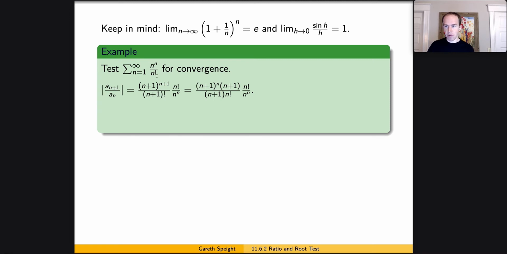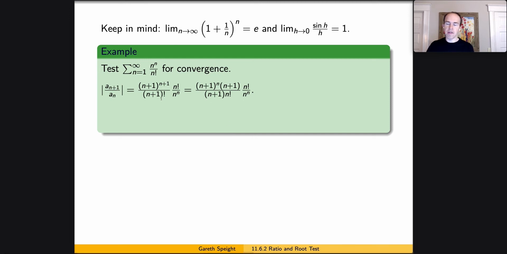We take all the n's, we replace them by n plus 1s. And then dividing by a_n, we flip and multiply. So rather than dividing by n to the n over n factorial, we multiply by n factorial over n to the n. And then so that we can actually hope to cancel some of these terms, I split the top. Rather than having n plus 1 to the power n plus 1, I wrote it as n plus 1 to the n times n plus 1. So rather than multiplying n plus 1 by itself n plus 1 times, we first do n times, and then we do one more time.